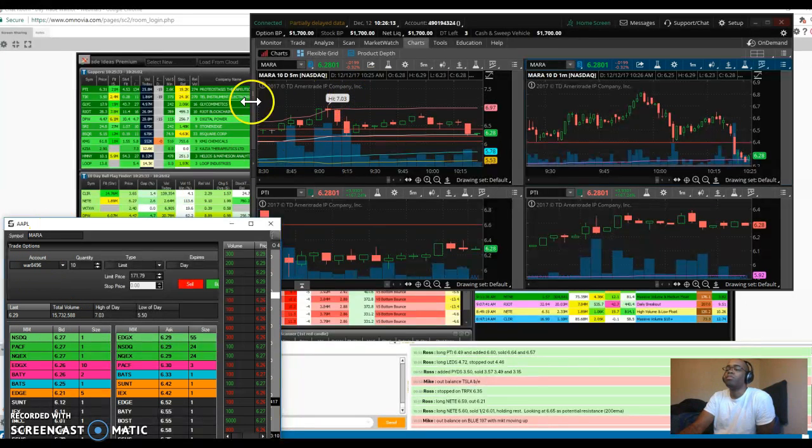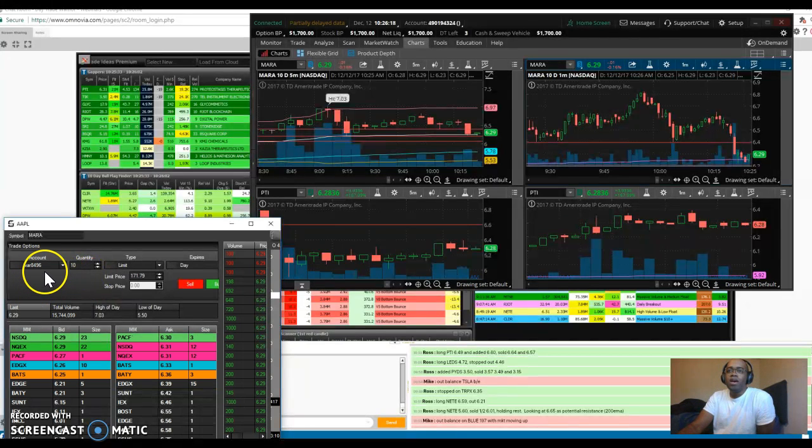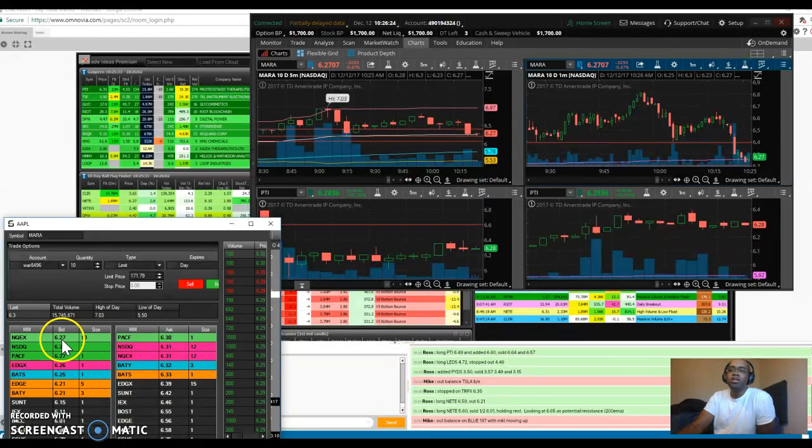For example, we're looking at Mara right now. It's the last stock I think I traded today. We see the bid price and size here. Size is the amount of shares. We have time of sales in this column, and this is like a receipt. And pretty much this is the depth of the market, as a lot of people like to call it.